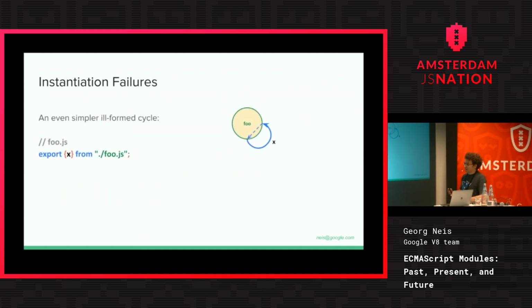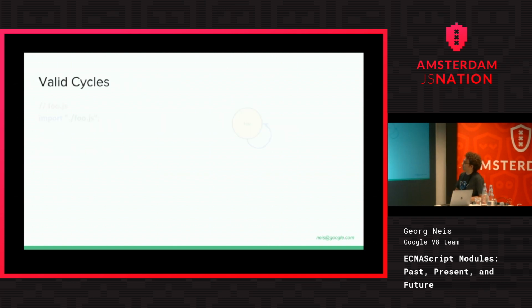A simpler version of the same problem is this one here, where you just have a single module that re-exports x from itself. So where does x come from? Well, from itself, and where does it come from, and so on and so on. So that doesn't mean that you can never have cycles. There are valid cycles.